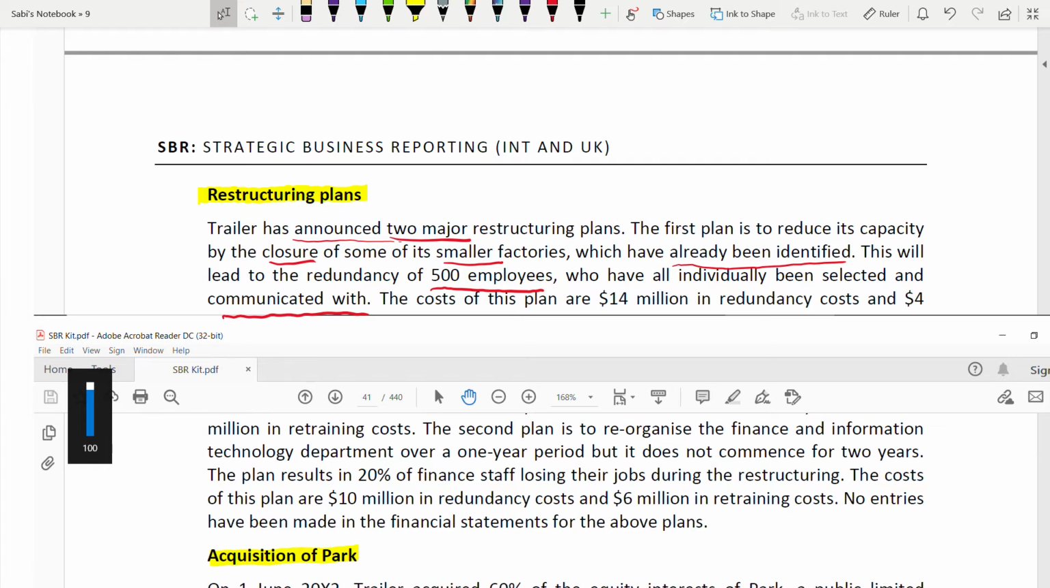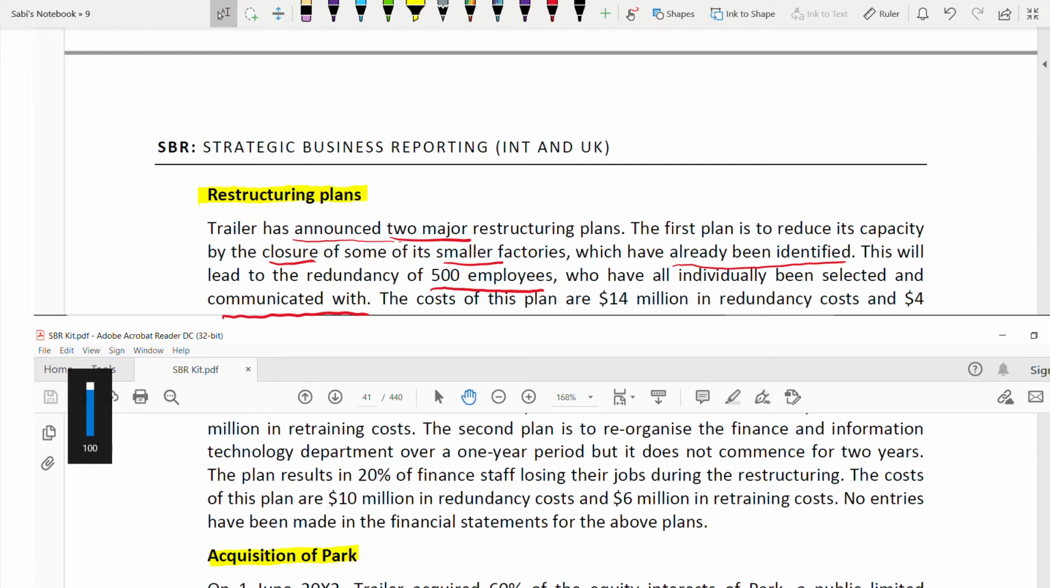But here it looks like it is, because the employees who will be redundant have been communicated. One criterion has been fulfilled. The second one also, they have announced, and it has already been identified that they are going to sell off the smaller factory. So it looks like it, but we'll see more. Don't be too quick to judge. Another thing, read the whole paragraph until you make up your mind or a decision.